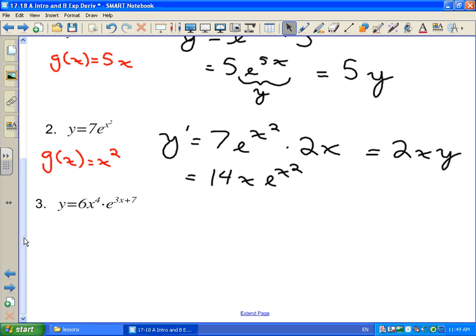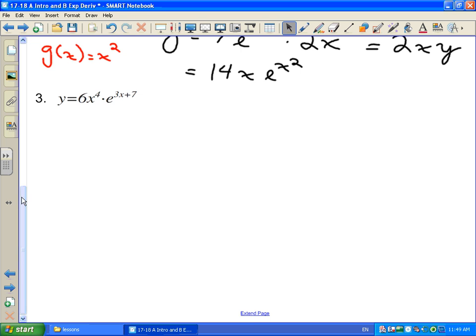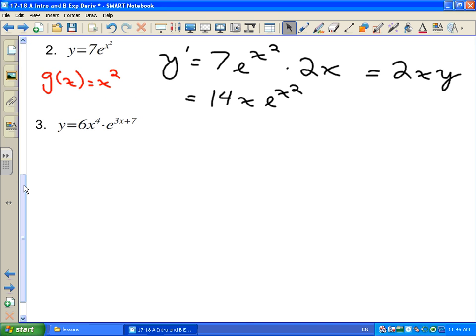Our last one here, where we start to get a little bit complicated. 6x to the power 4 times e to the 3x plus 7. Okay. What are we going to need to do here? What rule are we going to need to use? Yeah, product rule, and then the chain rule to do the derivative of that exponential function.